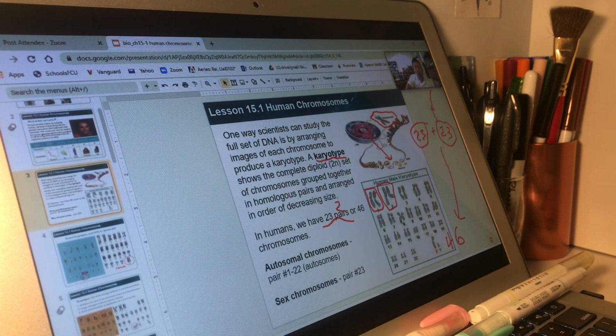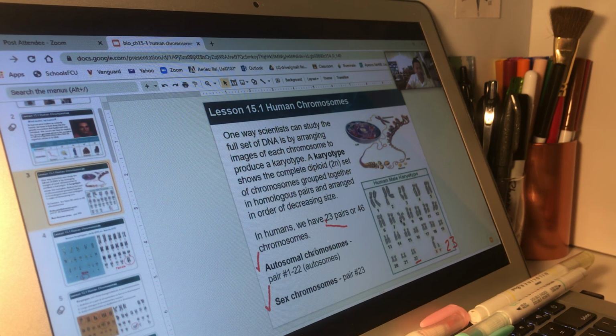Now, chromosomes number 1 through 22 are called autosomes. Number 23, this one, is called the sex chromosome. So how many pairs do we have? We have 23 pairs. And a karyotype shows you the chromosomes from largest to smallest.